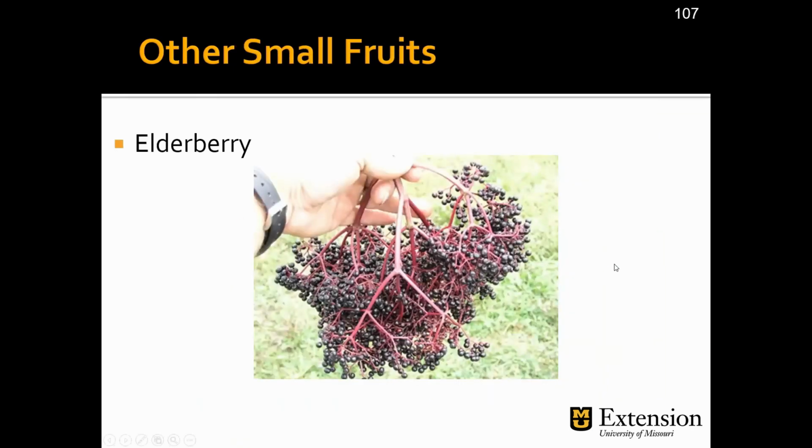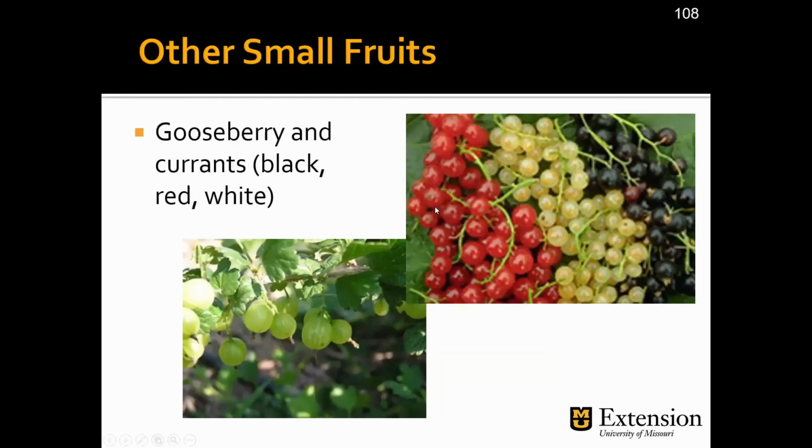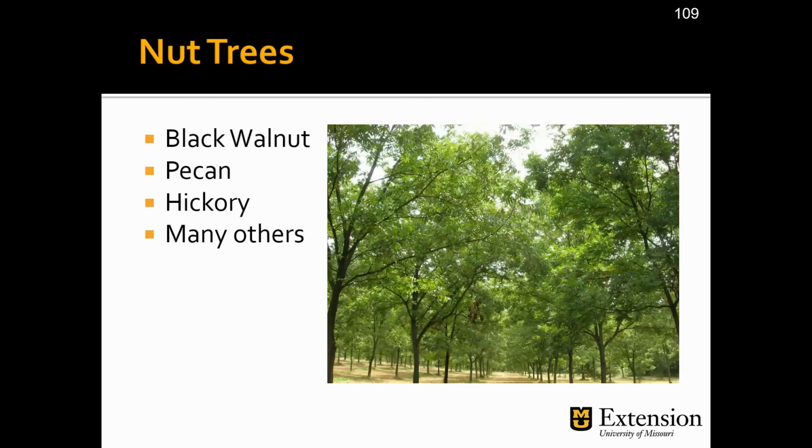So this is just setting you up for future classes that we're going to have, and trying to get you excited about them. We have gooseberries and currants also. Katie is going to talk about nut trees, if you're interested in that. You have black walnuts, pecans, hickory, and other nut trees. Thank you for joining us tonight.